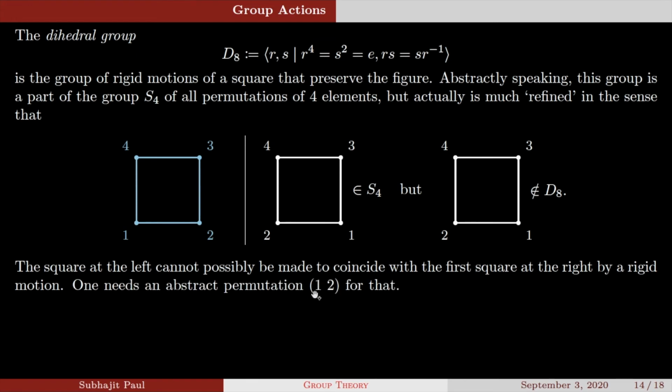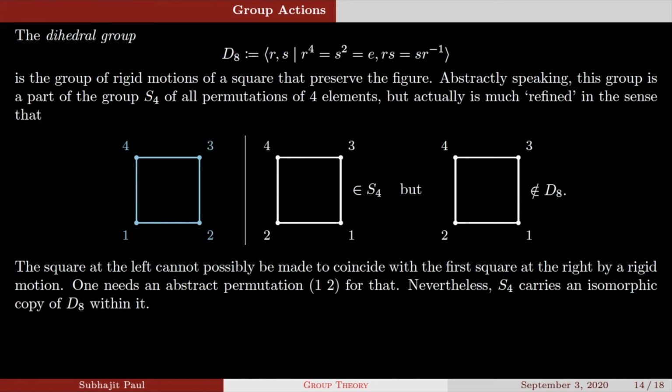One needs an abstract permutation for that. This is simply an abstract permutation: 1 goes to 2 and 3 and 4 remain constant. This is a cycle in that notation, the cycle 1 2. So this particular permutation belongs to S4, but the same thing does not belong to D8, the dihedral group. So why are we concerned? Because this group is a part of the group S4, abstractly speaking, because what we are essentially doing in D8 are particular permutations of 4 elements.